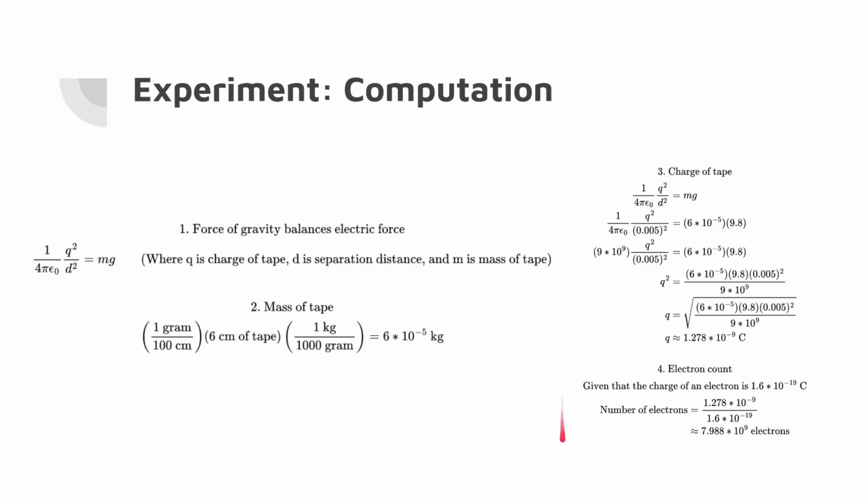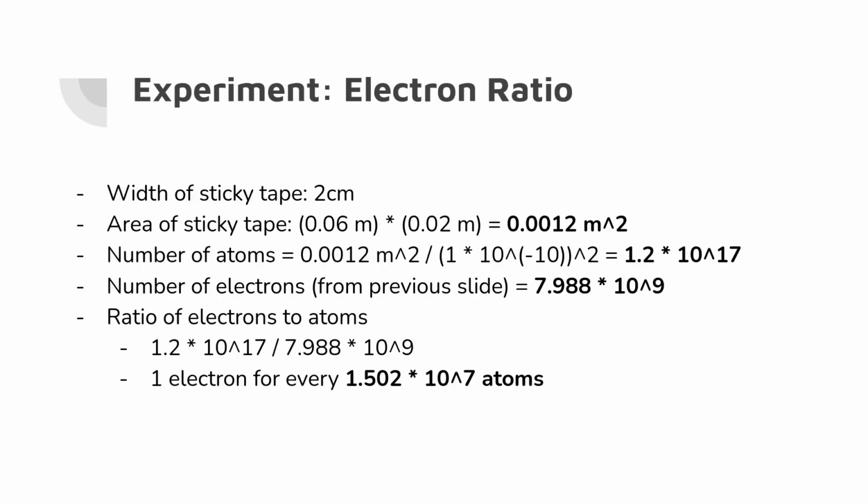And we can just divide that by the charge of an electron to find the number of electrons on each tape. We can calculate the ratio of electrons to atoms as follows. We know that the width of the sticky tape is 2 centimeters, and the area of the sticky tape is then the length of the sticky tape, 6 centimeters, times the width of the sticky tape. We also know that the number of atoms is going to be equal to the area of the sticky tape divided by the area of an atom, which is 1 times 10 to the negative 10th power squared.